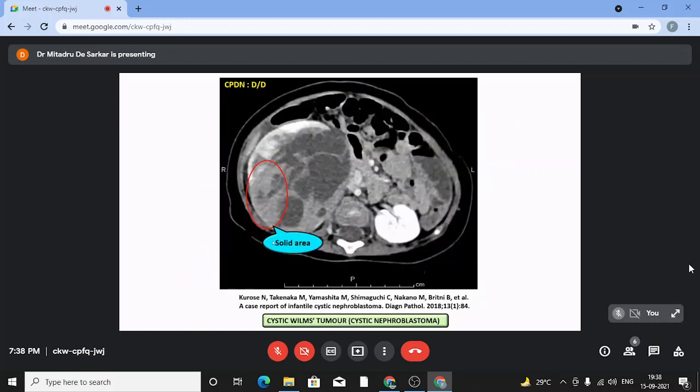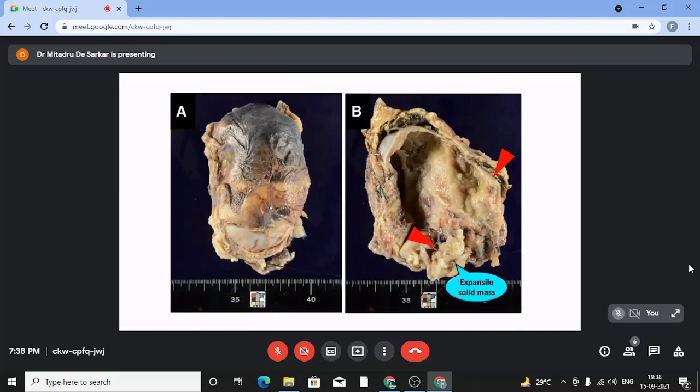So let's look at this particular case, which again to a slight extent resembles what we have seen priorly. However, as you see over here, it has got a multicystic appearance, but at the same time there is also a solid area which is seen over here. So it's not a CPDN. This is a cystic Wilms tumor or a cystic nephroblastoma. So once you get the gross specimen, that's what you see.